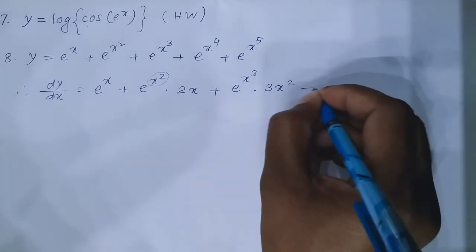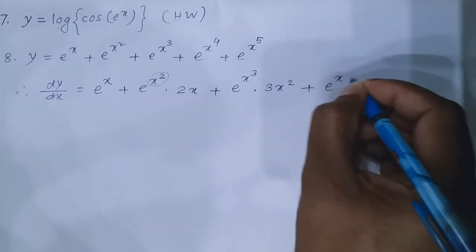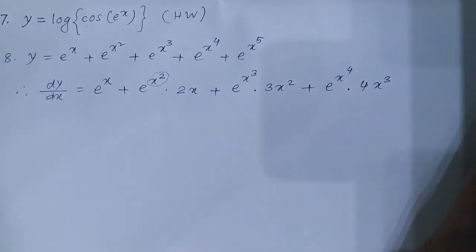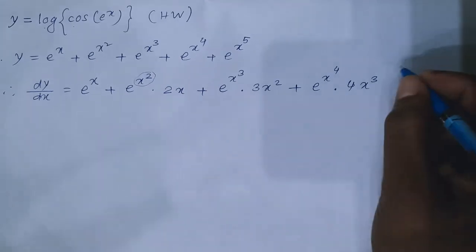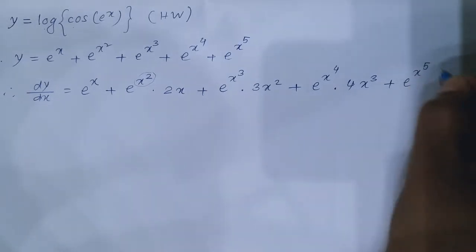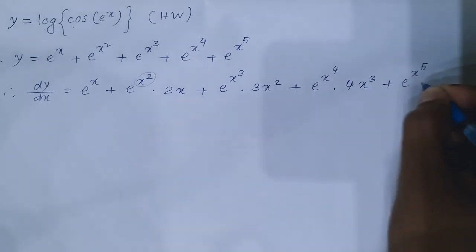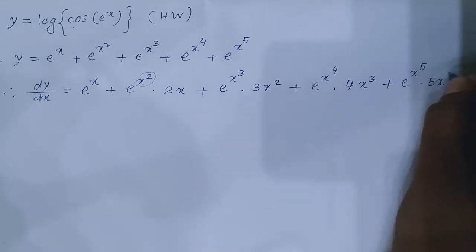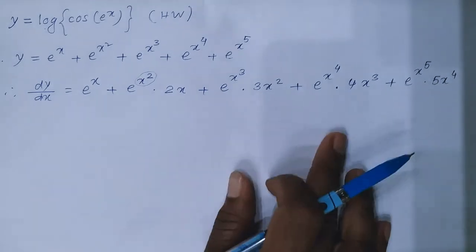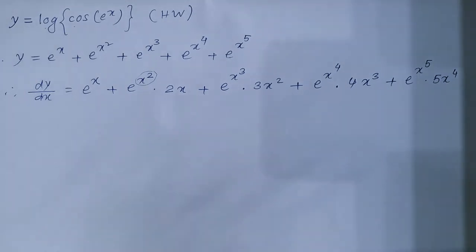Then plus e to the power x to the power 4, it will be e to the power x to the power 4 itself into 4x cube, the derivative of x to the power 4. And finally plus e to the power x to the power 5, the derivative is e to the power x to the power 5 into 5x to the power 4. So no need to calculate here. This is the answer for the question. Okay, then come to another question.